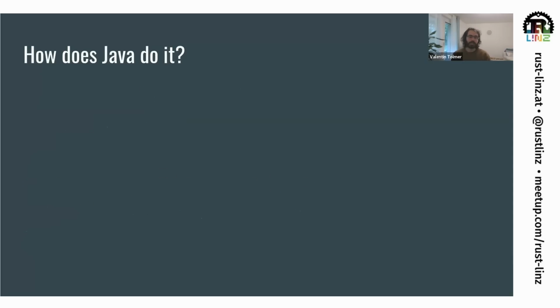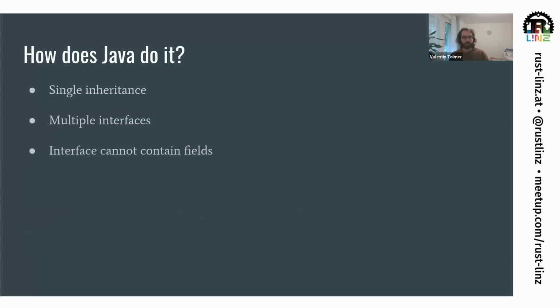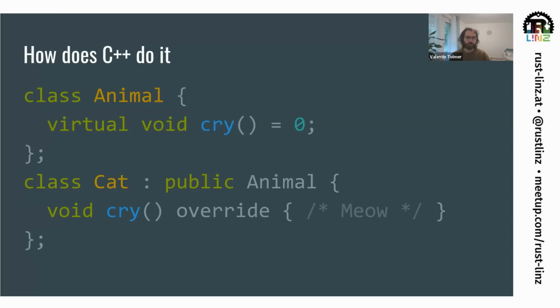So to summarize, in Java, you can only inherit from a single class, but you can implement multiple interfaces. The interfaces cannot contain fields, but the classes can. And the interfaces can provide a default implementation for some functions. Okay, now let's have a look at how C++ does it. So this is, again, things that most people know. I'm just laying the ground for what we're going to compare it against.